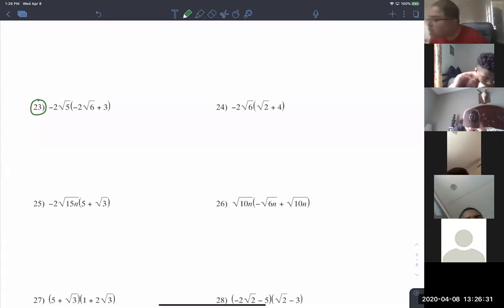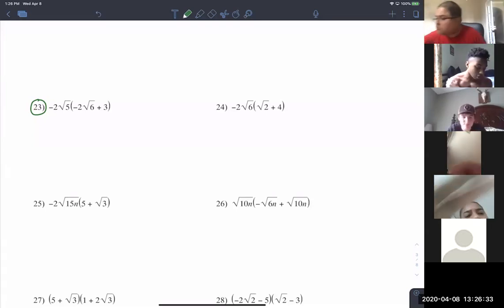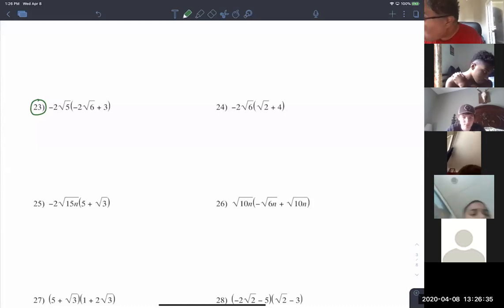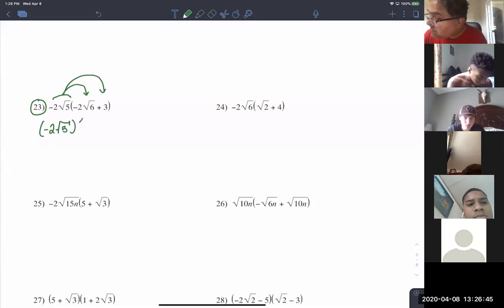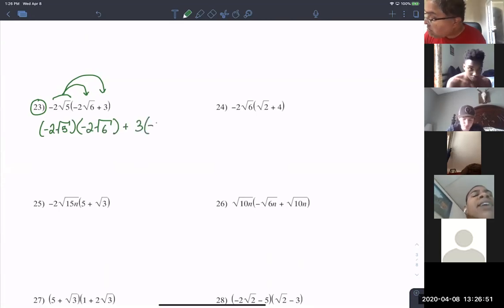Okay, what do we do? Multiply each term in parentheses. Okay, so we distribute. Negative 2 root 5 times negative 2 root 6 plus 3 times negative 2 root 5.